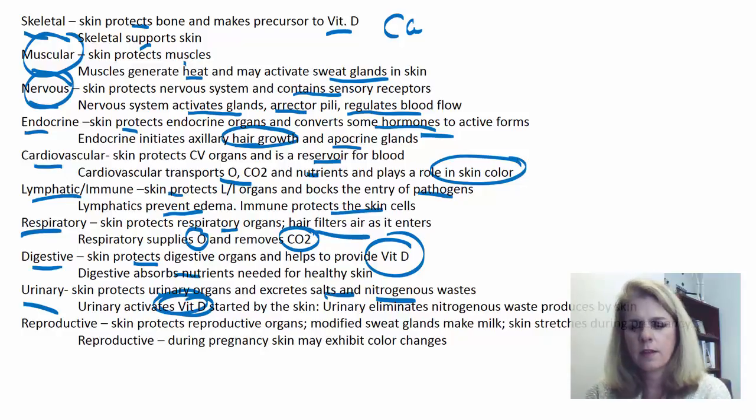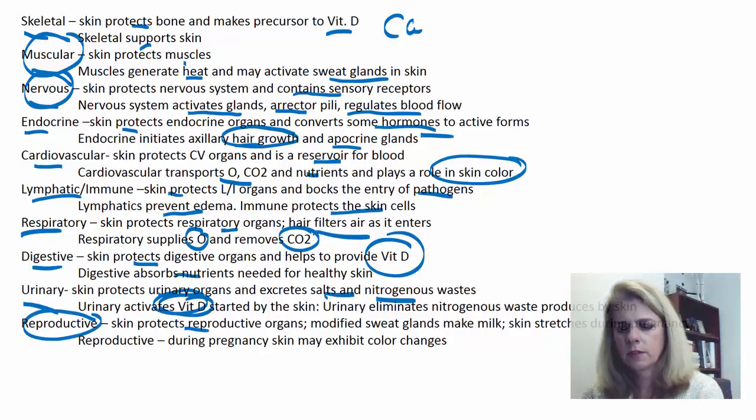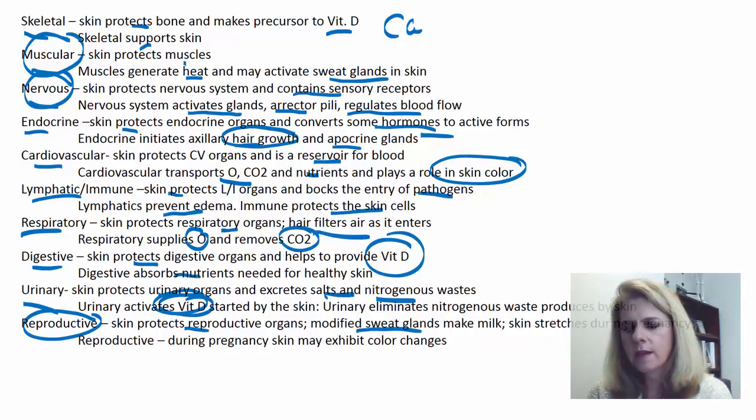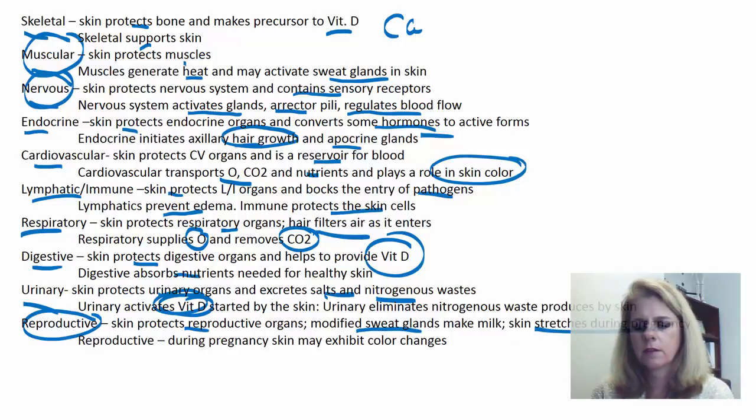Yeah, so the last but not least, reproductive. Again, skin protects the reproductive organs. Some of your glands, your modified sweat glands, actually make milk. Those are your mammary glands. Your skin stretches when you're pregnant, okay, to accommodate the increasing size of the baby. During reproductive, you may actually see skin changes. A lot of women, they'll get melasma. Their skin, they'll get like a pregnancy mask, or they'll get a dark line on their abdomen.